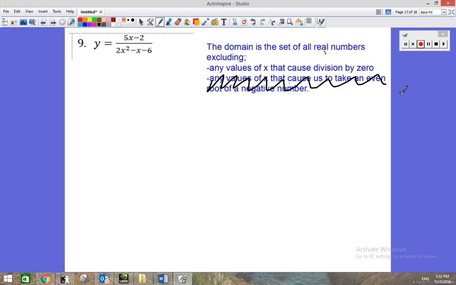But I do have a variable in a denominator. I am concerned that 2x squared minus x minus 6 might equal 0. So this is a quadratic equation. I can generally solve this, hopefully, by factoring. That's usually the quickest method. If I can't solve it by factoring, I know that completing the square or the quadratic formula will always provide me solutions.